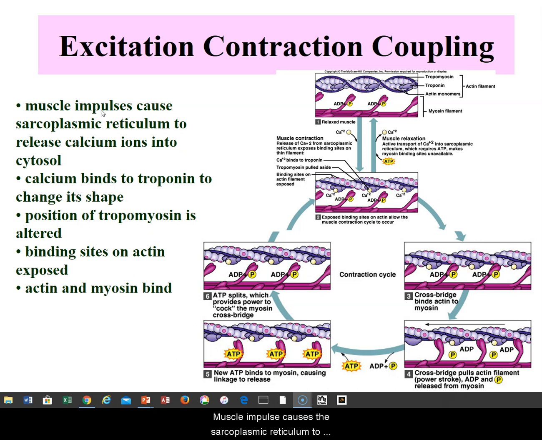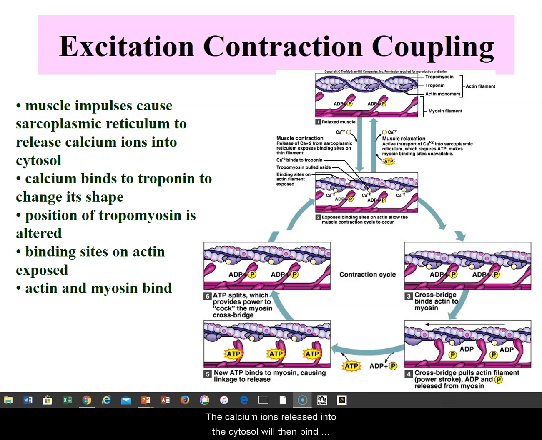The muscle impulse causes the sarcoplasmic reticulum to release calcium ions into the cytosol. Now we saw that in the last slide where we had the neuromuscular junction, the influx of sodiums rushed in, and it changed the polarity of the membrane of that muscle fiber. And when it changed the polarity of the membrane, it caused the release of calcium ions into the cytosol.